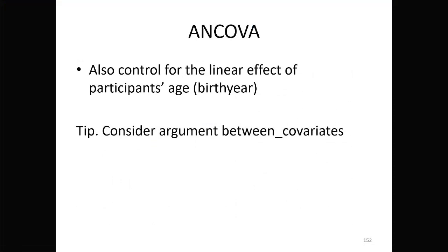So, ANCOVA is just a simple extension of this, because you include something in between covariates. For example, let's control for the age of the participants, the variable birth year. If you put birth year in between covariates, then it will first partial it out from the dependent variable and then do the model. So you can try to add birth year in between covariates, and then you will get the results.